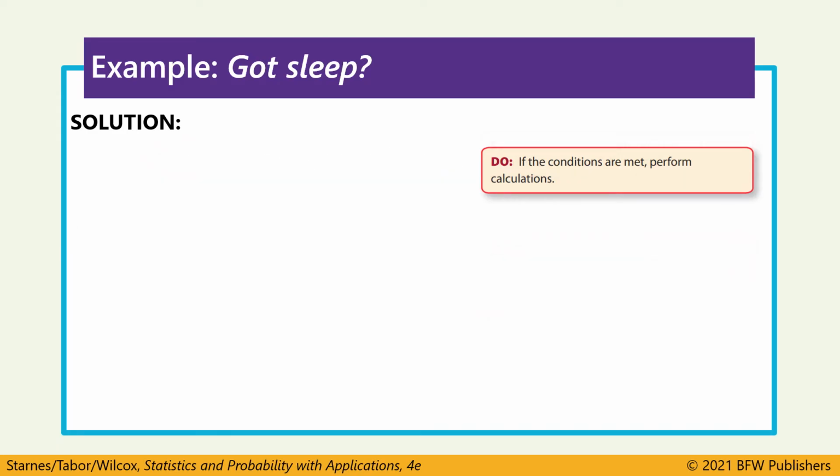With those conditions met, we're going to perform the calculations. So we use this equation here. We start with our point estimate, p hat. That's the result of our sample. We have our critical z-score, which comes from the level of confidence.